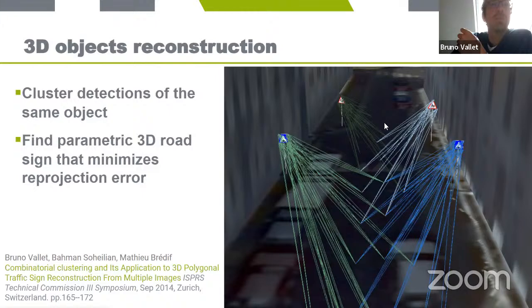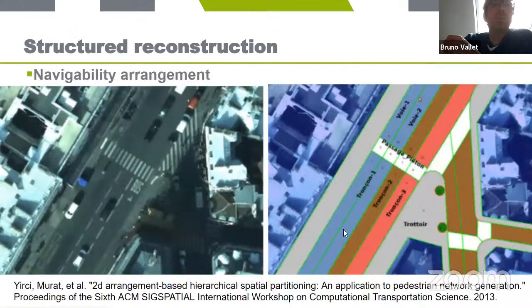Another highly structured thing is what we call the navigability arrangement. Here is an illustration of what a navigability arrangement is. It's a decomposition of the urban space according to the mobility. For instance, you don't have the same mobility on the sidewalks and on the road. And you even have these special objects that are the pedestrian crossings that are navigable by one mobility in one direction and by another mobility in another direction.